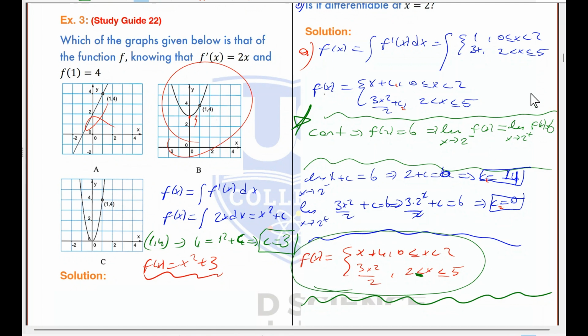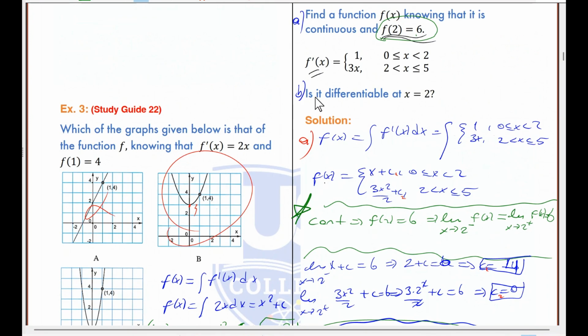Okay. What about the second part? The second part is asking if it is differentiable at x equals 2. Chapter 3 this time, differentiability. Remember how to check differentiability of piecewise functions. If a function is continuous, we find the derivative, which is already given, and check the limit from right and from left. If the limit from right and left are equal to each other, we say it's differentiable. If not, it's not differentiable.